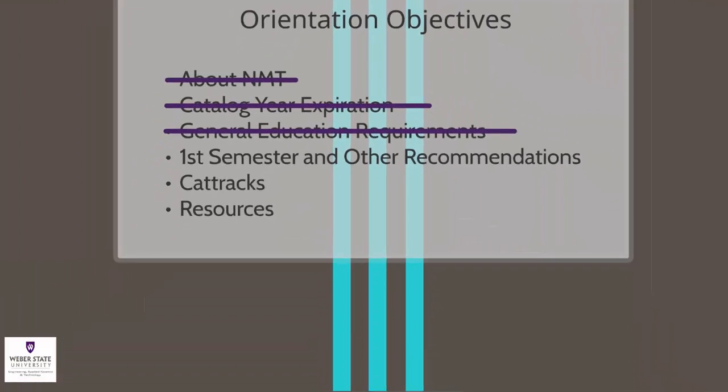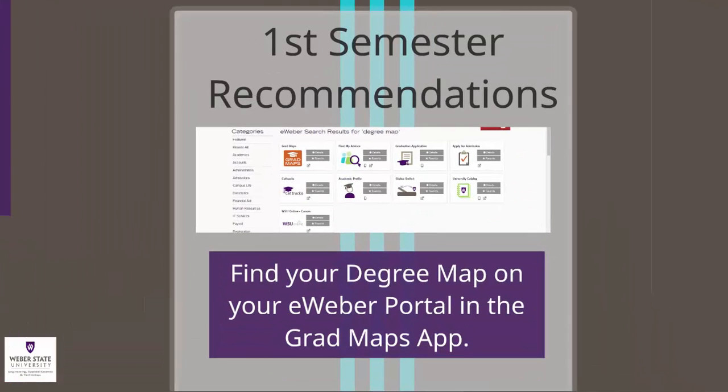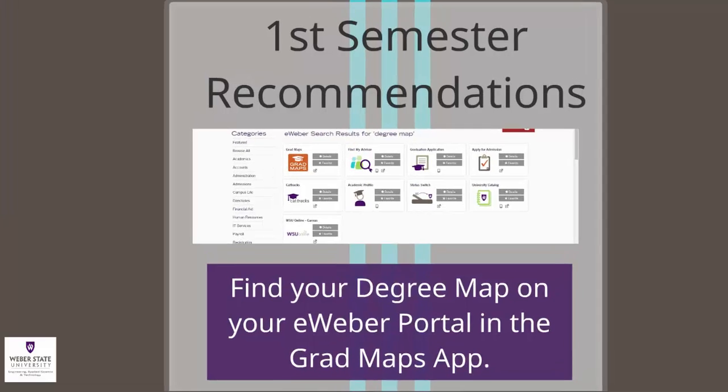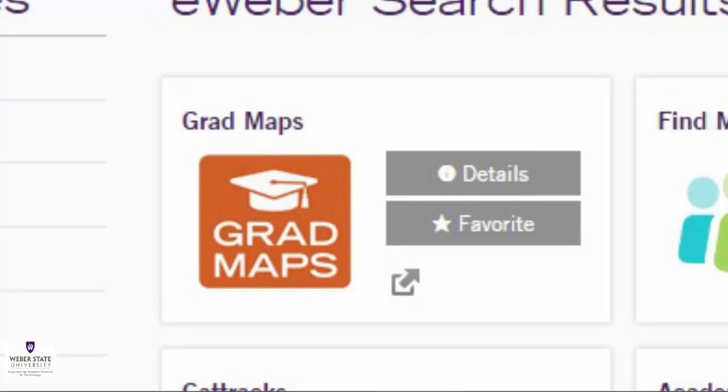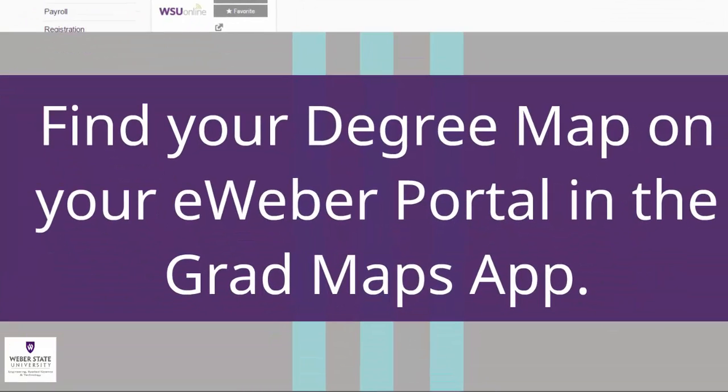You can find a suggested semester schedule for incoming freshmen attending the fall semester in the GradMaps app in your eWeber portal. Weber State offers courses during 3 semesters each year: spring, summer, and fall. If you are a freshman starting your first semester in the spring or summer, you will need to adjust the suggested schedule shown on the GradMap, taking the courses offered during the semester you are attending.